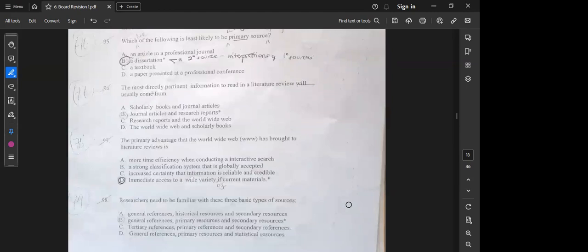Researchers need to be familiar with these three basic types of sources. General reference, yes. Historical reference, historical resources, not really. Secondary resources, yes. General, primary, and secondary. Tertiary, primary, and secondary. General, primary, and statistical. I'd go with B because I think tertiary references are general references also.